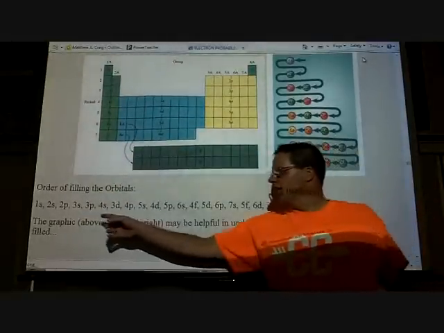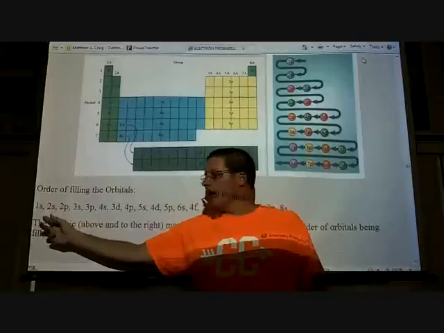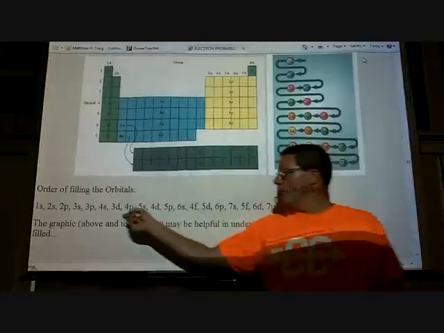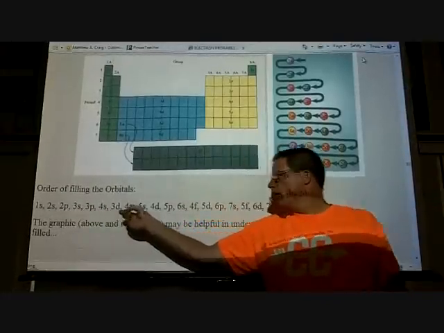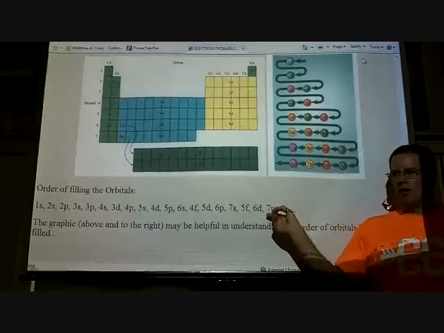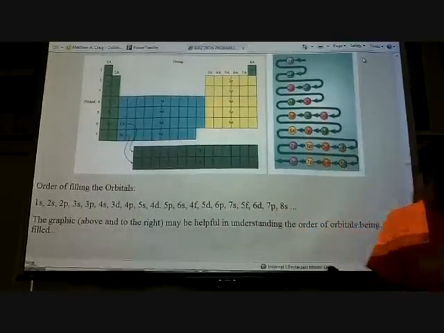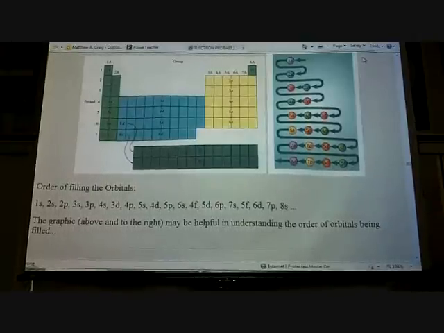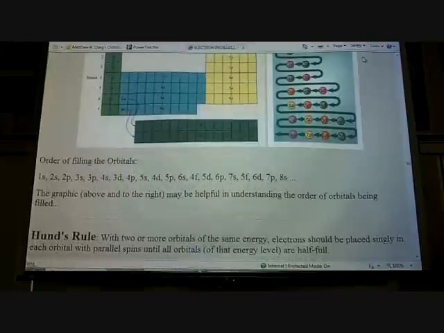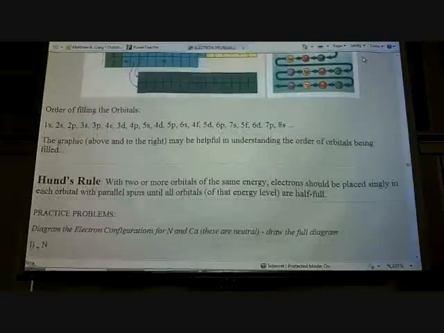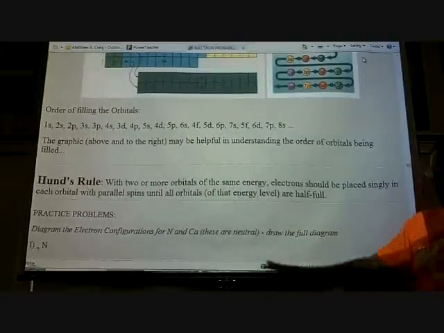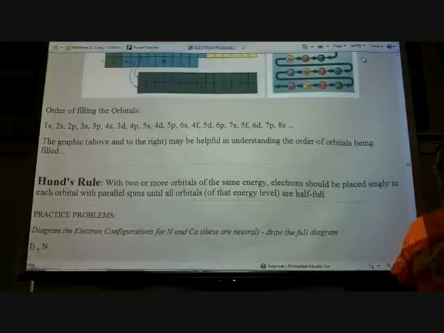This sequence here, if you have a highlighter, I would highlight this. You're going to be amazed that by maybe Monday or Tuesday, this will be a pattern that you're familiar with. Not now, of course, but maybe a little bit later. Isn't that cool? 1s, 2s, 2p. You're not writing anything. All right, Hund's rule, we'll talk about here in a moment. And then we'll work out the practice problems.